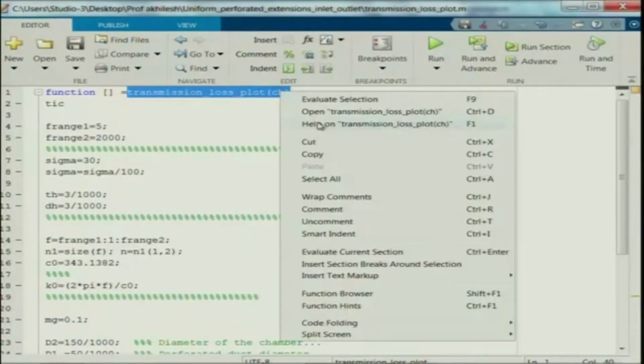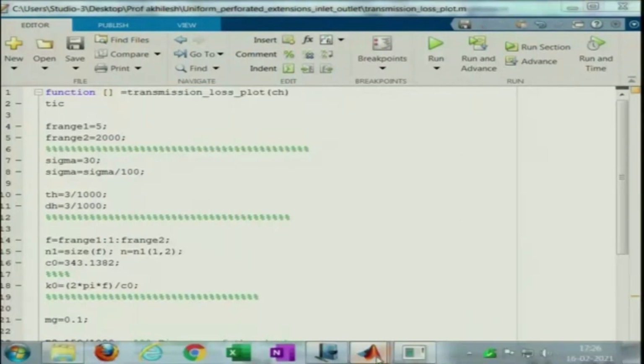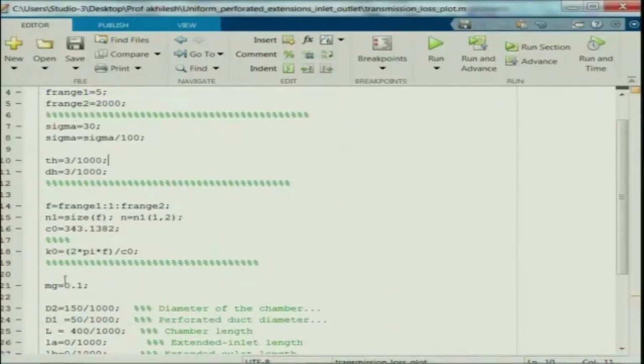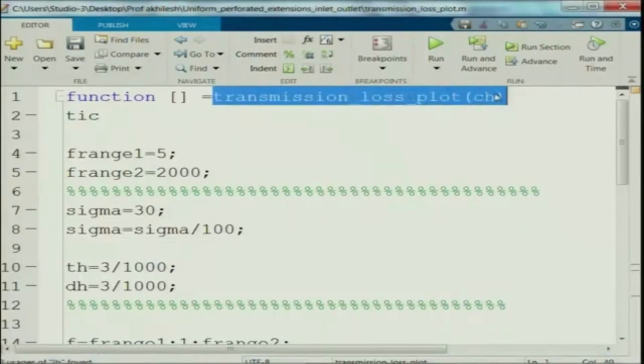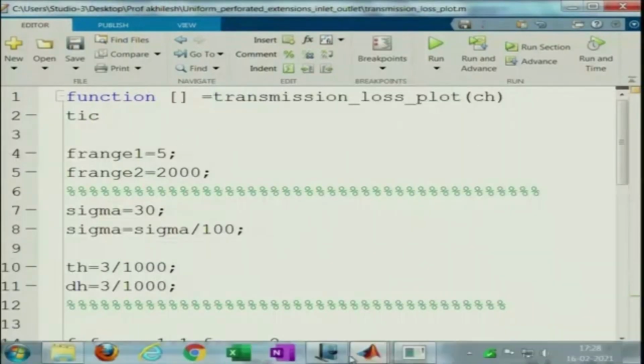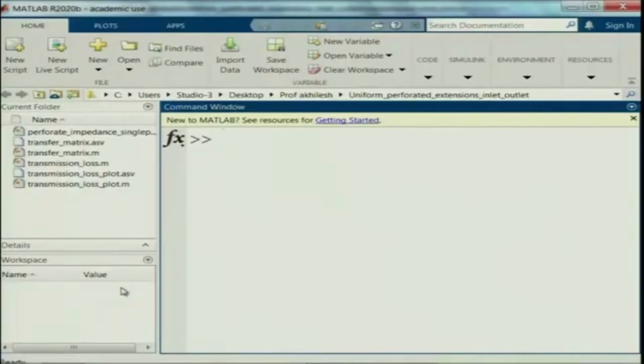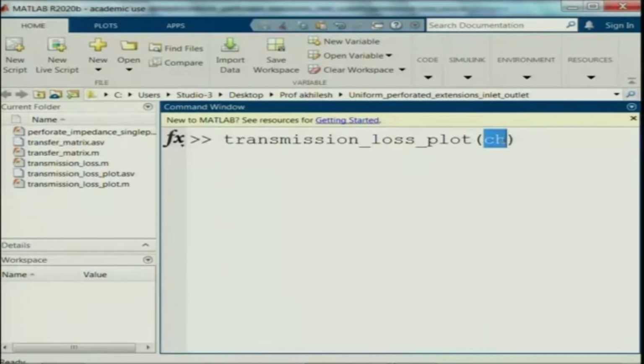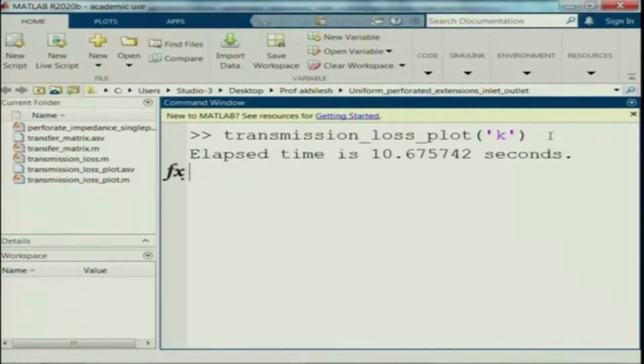CH really means what color you would want to plot with. So, let us see what happens, and we can keep changing the value. I have set mean flow to 0.1, but we can put it to 0. Let us do some transmission loss parametric studies. We just click this function, and with the parameters set, let us plot with black color. It should get us the transmission loss.